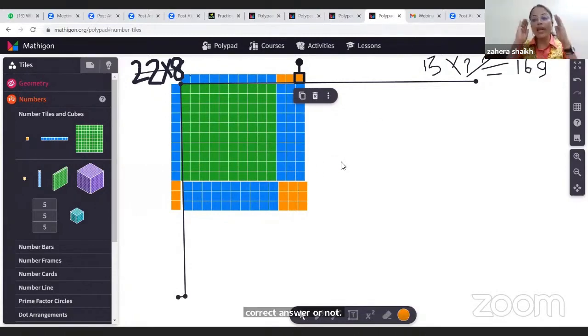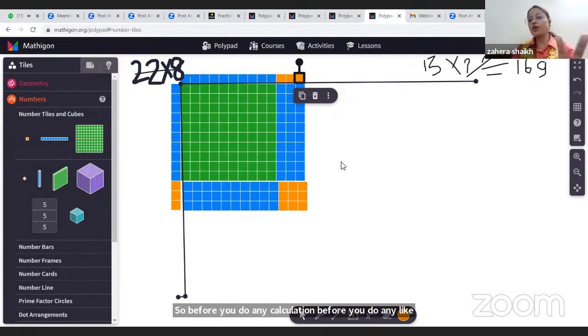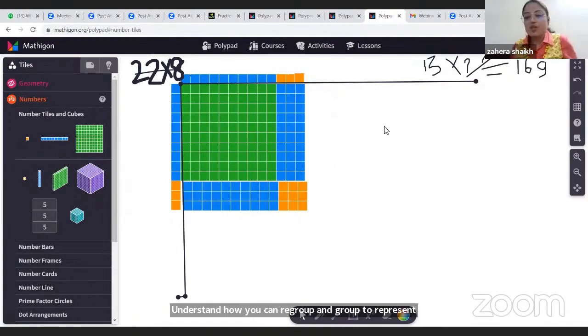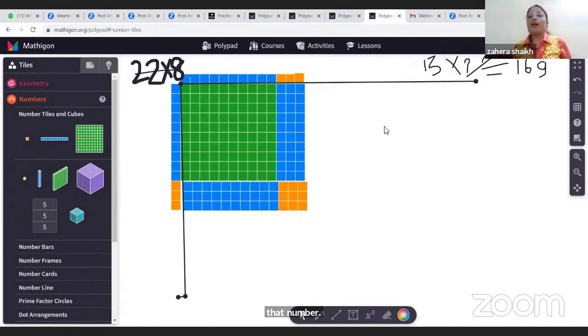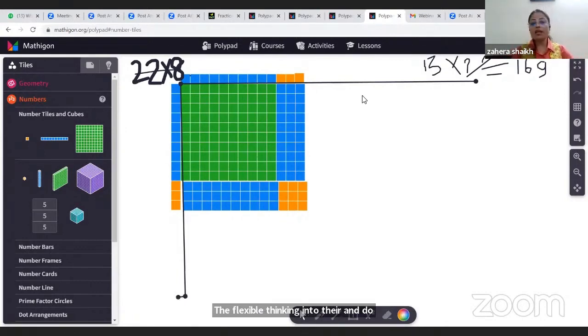So before you do any calculation, before you use any procedure, you just go directly to use this manipulative, understand the connection between the numbers, understand how you can regroup and group to represent that number. Only then are you going to build flexibility, flexible thinking, in the students. Okay, so till here, any question?